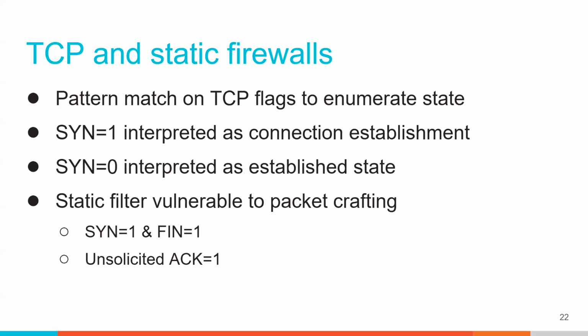So if I'm worried about people doing brand new inbound connections, but I want to let through replies for data, I might say, hey, if SYN is equal to 1, and that's the only thing turned on for TCP flags, don't let it through. But all other flag combinations are okay.